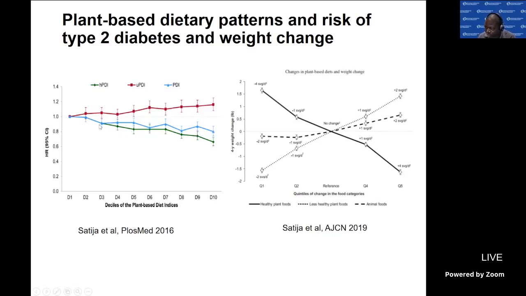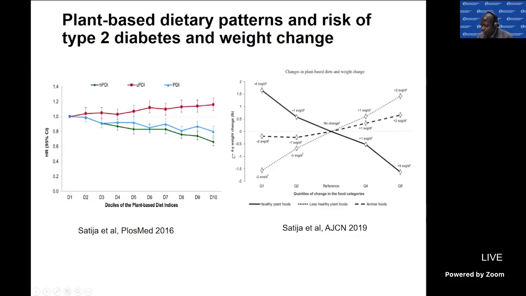And the other message from this graph is that you don't actually have to eliminate everything in an unhealthy dietary pattern to be able to begin to see reduction in risk of type 2 diabetes. You don't have to be in the 10th decile, for example, but even making minimal changes can actually translate into gains. For weight change, which is pretty much related to type 2 diabetes.